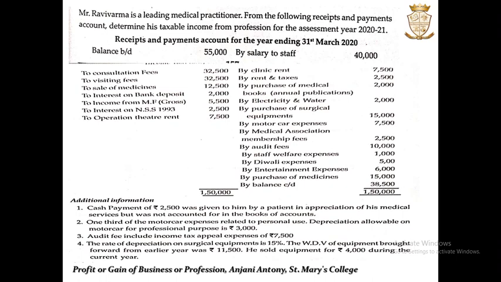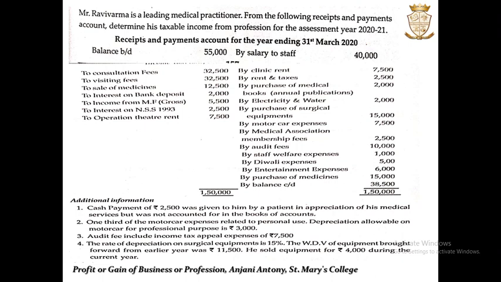And this is our next question. Here also Mr. Ravi Verma is a leading medical practitioner. From the following receipts and payment account, determine his taxable income from profession for the assessment year 2020-21. Balance brought down is the consultation fees, visiting fees, sales of medicines, interest on bank deposit, income from mutual fund, interest on NSS 1993, operation theatre rent.